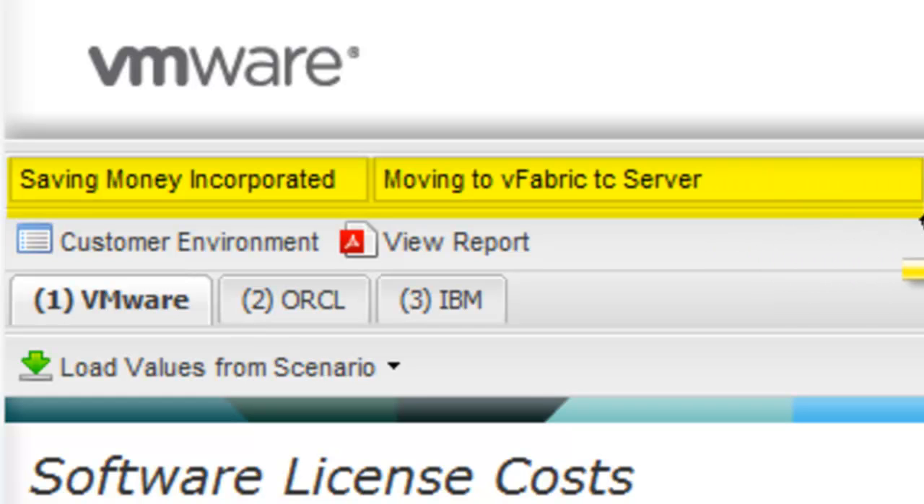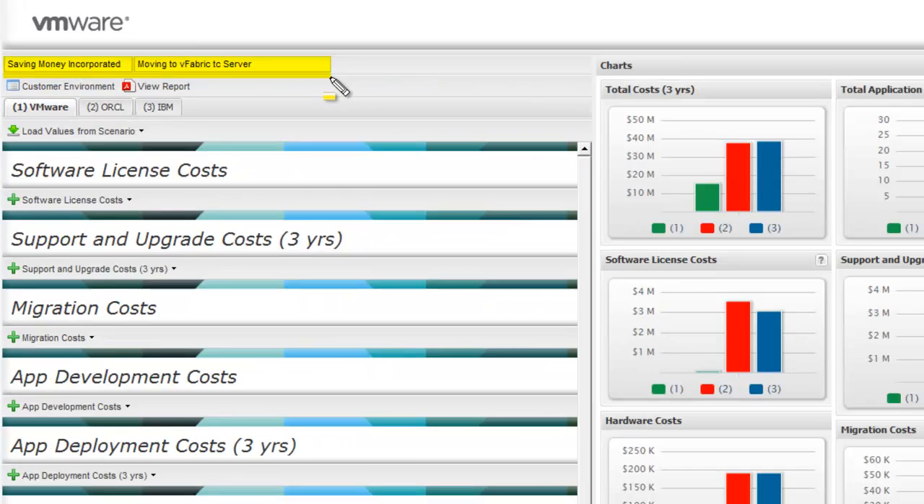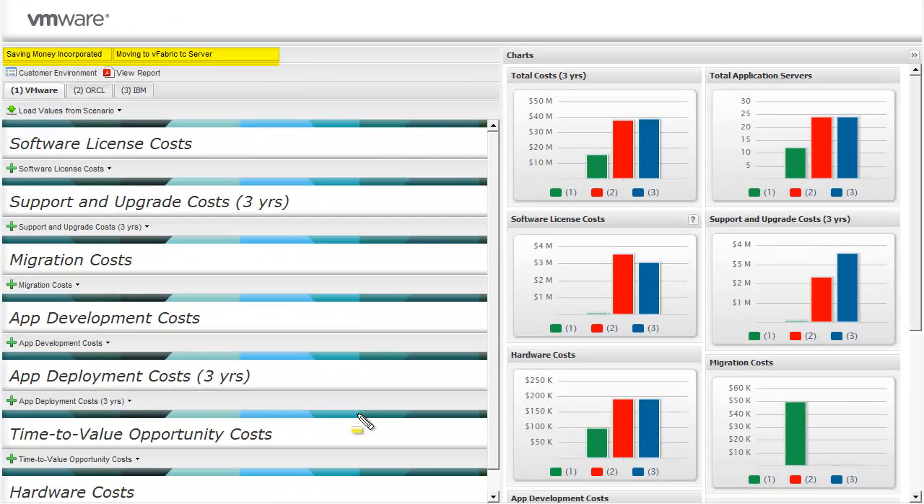Saving Money Incorporated is moving into a cloud environment. In the cloud, elasticity and dynamic scaling is changing the way Saving Money Incorporated is developing and deploying their applications. The traditional pricing model is no longer working out for them. To save money, Saving Money Incorporated is looking to vFabric TC Server as a lightweight alternative to their existing J2EE application server infrastructure.